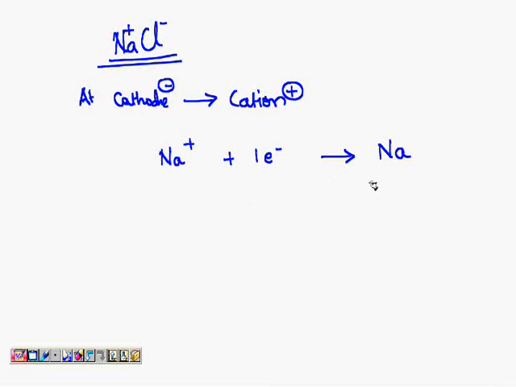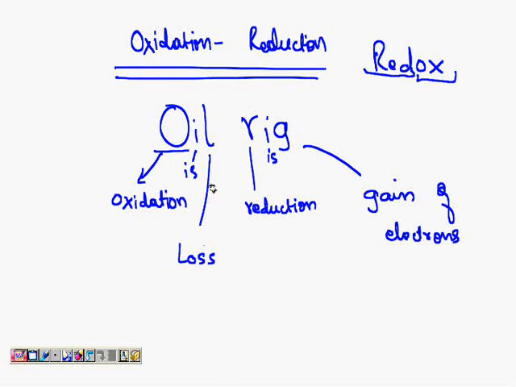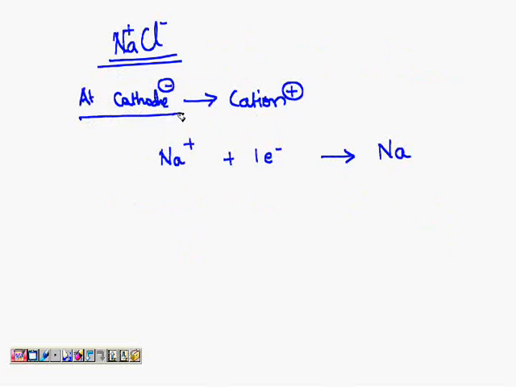Okay, now here there is gain of electrons. So as per our rule of oil rig, reduction is gain of electrons. So at cathode, because there is gain of electrons, Na plus is gaining one electron to form sodium metal. Here the process that is taking place is reduction.